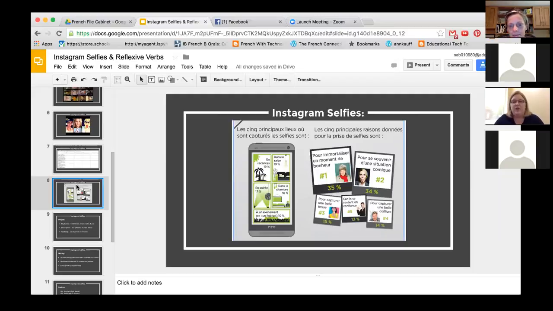It tells them the 5 principal places that people take selfies: on vacation, in their own homes, while they're out maybe with friends, in their room, and maybe at an event, like a concert or a movie. Our teenagers are like, oh wow, they do those same things. Yes, they do. And then the reasons for taking selfies, right?